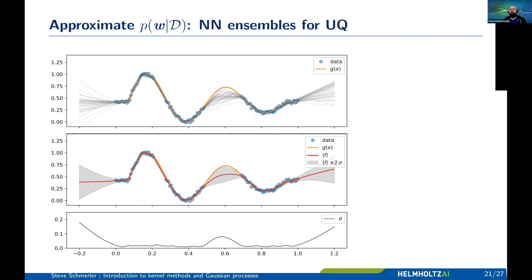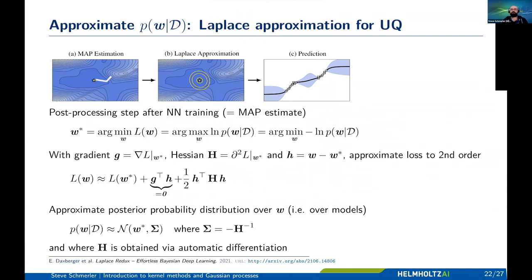A pretty similar approach with more mathematical background is called the Laplace approximation, where the idea is to treat it as a post-processing step after neural network training. So you do the neural network training, which you can view as a MAP, a maximum a posteriori estimate, which means you have your probability distribution over weights from Bayes' rule, if you had it. If you don't do an average over this distribution, but you just take the weight vector which has the highest probability, this is called a MAP estimate. And one can show that you can view the training of a neural network as doing just that.